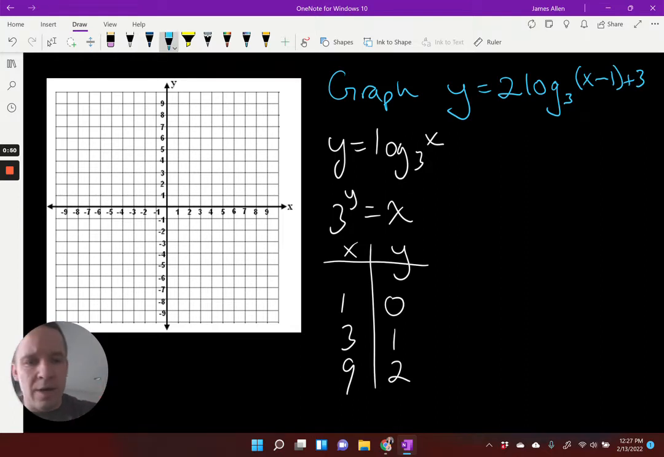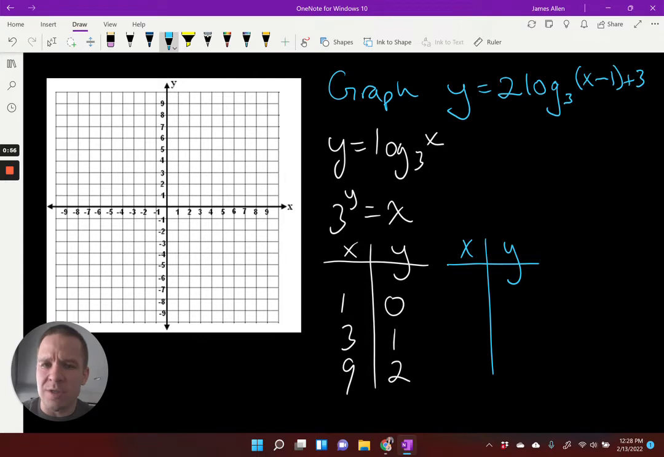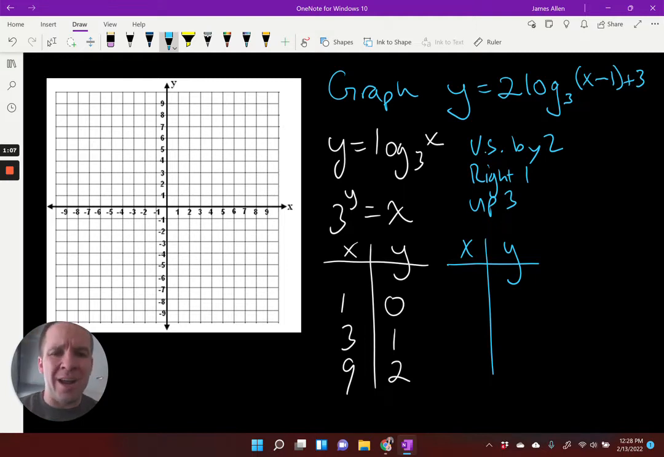So now let's go ahead and write up our next t-chart. We've got x, we got y. Now, what are my transformations doing here? We've got a vertical stretch by 2. We're going to the right 1 for this one, and I'm going up 3. So what is that going to look like on our t-chart?